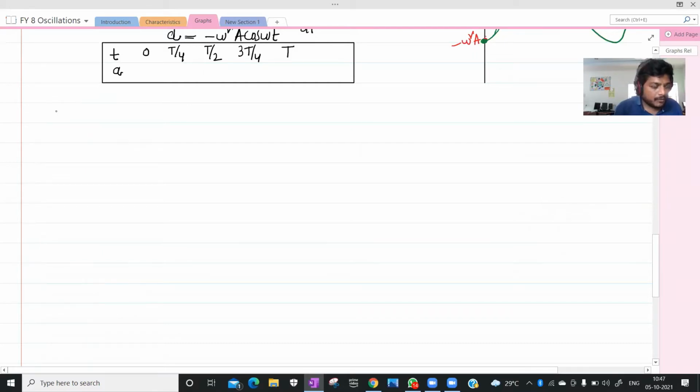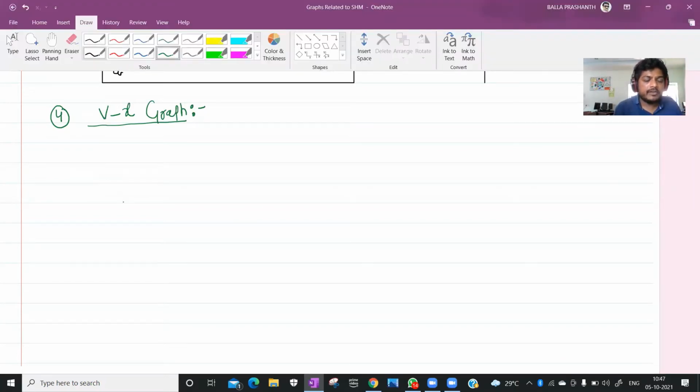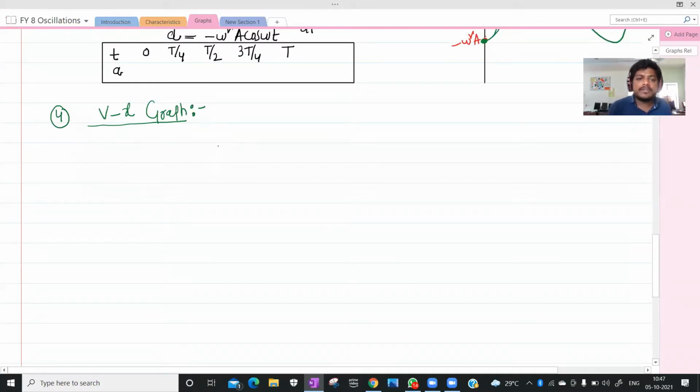Next, number 4. Velocity versus displacement graph. Is the recording going on? Yes, sir, it's going on, sir. Okay. Velocity versus displacement graph we want actually. So for that we need an equation in which velocity and displacement should be there. Do you remember this equation?